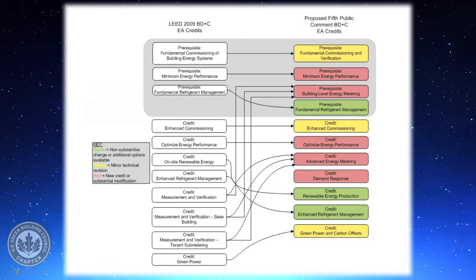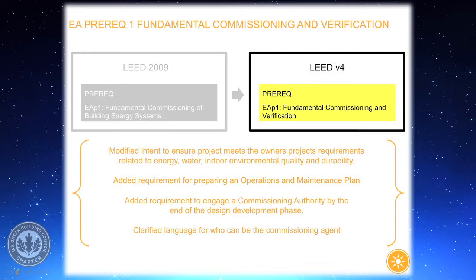So to start with the fundamental commissioning and verification prerequisite, here we've expanded the scope of the commissioning process to include not just energy efficiency, but looking a little bit more holistically at indoor air quality as well as durability. So all three of those issues are very important to projects in terms of performance, and they're also oftentimes competing with each other. And so we want to make sure that projects are balancing their analysis and consideration of those issues.